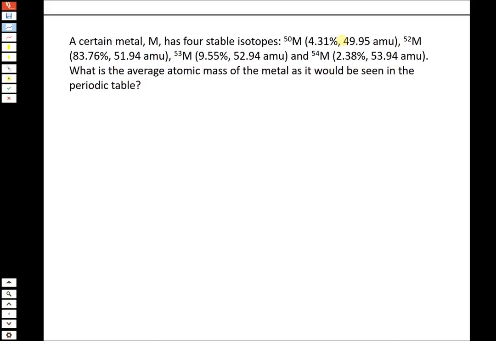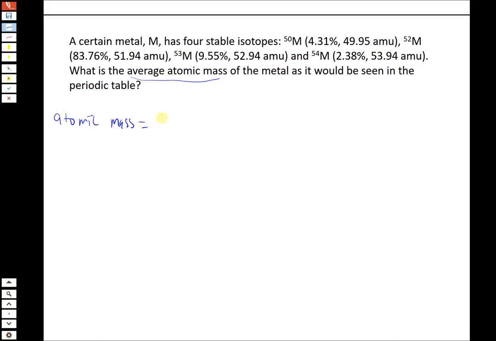So the question is asking, what is the average atomic mass of the metal as it would be seen in the periodic table? So it's possible we got tripped up by the wording on this problem. The average atomic mass as it would be seen in the periodic table. What does that mean? Well, that's just the atomic mass. Remember that those atomic masses that we see on the periodic table are going to be weighted averages of all of the isotope masses.